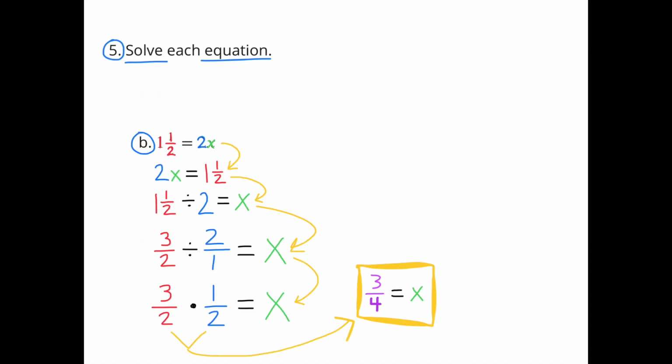B. 1 1/2 equals 2x. That's the same as 2x, or 2 times x, equals 1 1/2. That can be rewritten as 3 over 2 divided by 2 over 1 equals x. We can solve for x by multiplying by the reciprocal of 2 over 1. 3/2 times 1/2 equals x, and 3/2 times 1/2 equals 3/4. So x equals 3/4.